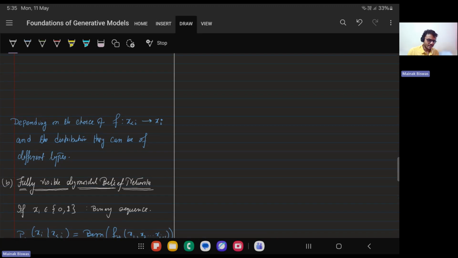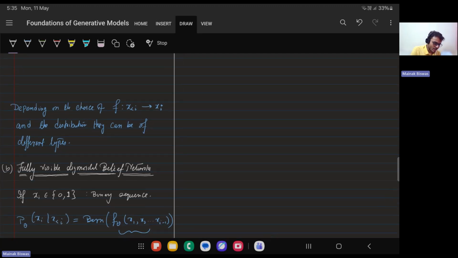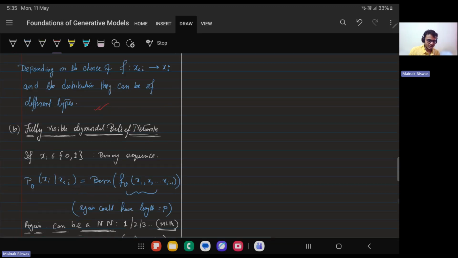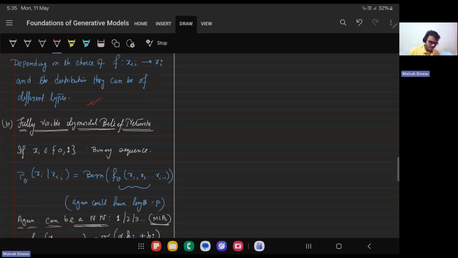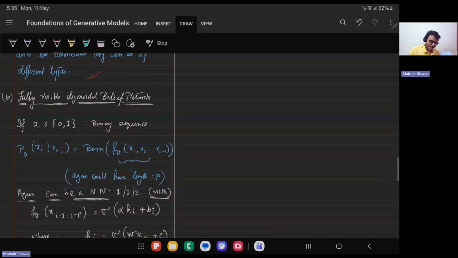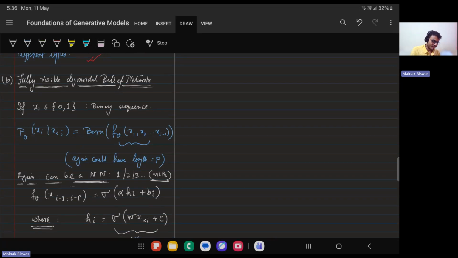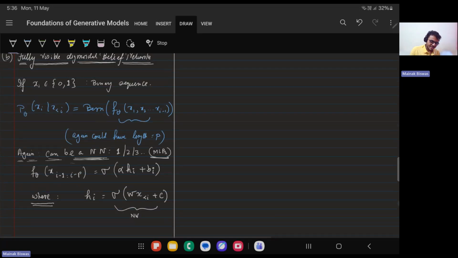Depending on the choice of f and the distribution, one can have different types of networks. So we have fully visible sigmoidal belief networks here. As I was telling, you could have any P length, and this is exactly what I'm doing.